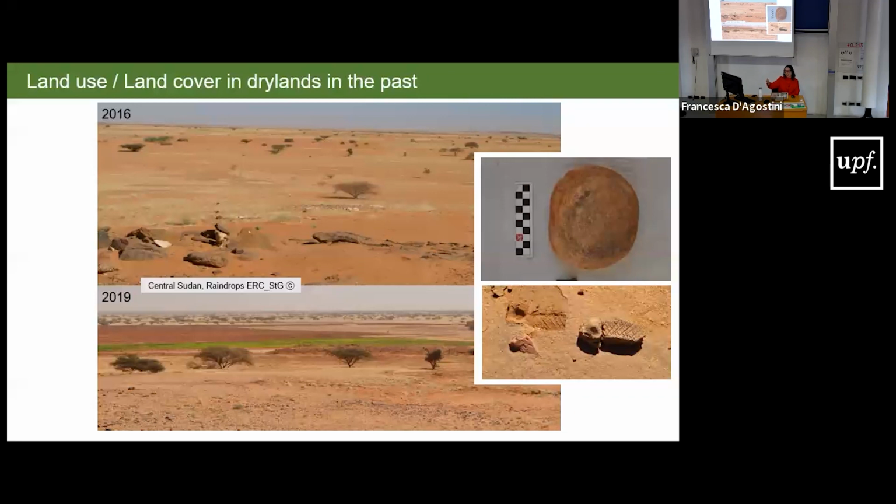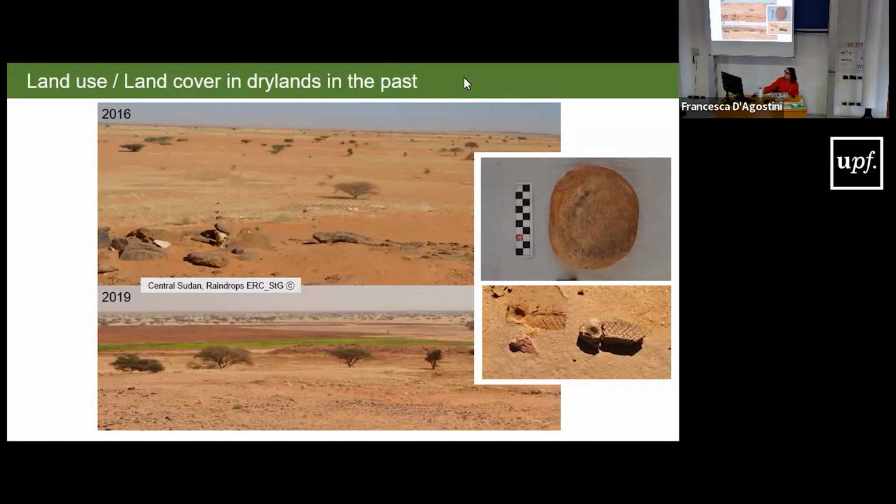These pictures, again, were taken by Carla and Stefano in Sudan. The first one was taken in 2016 and the second one in 2019, and they were taken in the same spot. Basically, in both pictures, you can see fields. Fields in the middle of the desert.